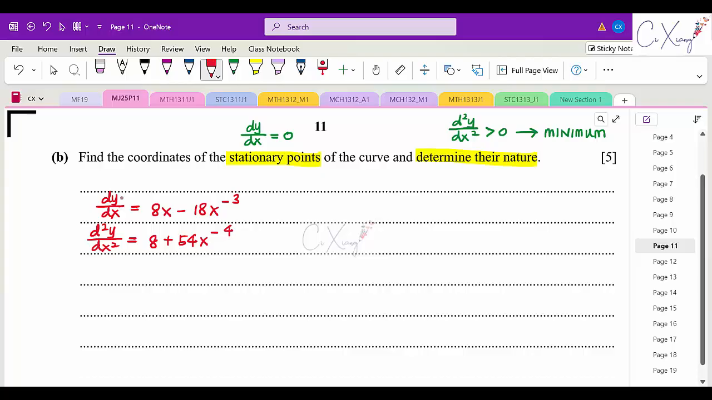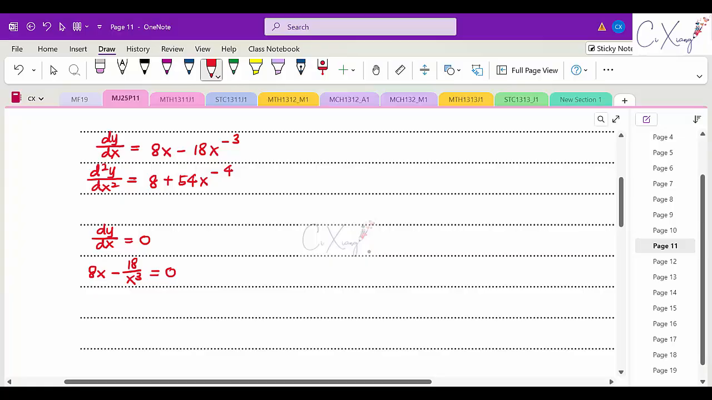So the first step: to determine the nature of the point, we need d square y dx square, so at first I find d square y dx square. After that, I need to figure out the stationary point. Let's continue from here. We let dy dx equal to 0. I have 8x minus 18 over x power 3 equals 0. Let's solve it. We have x power 4 equals 18 over 8, which is 9 over 4.